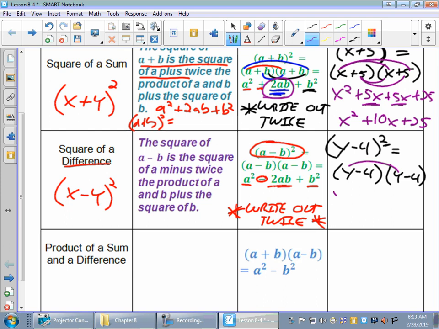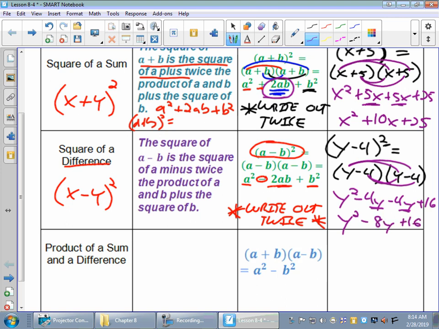So y times y is y squared. And then we've got the outside terms, y times negative 4 is negative 4y. The inside terms, negative 4y. And then the last terms, negative 4 times negative 4, gives us a positive 16. So again, now when we combine these things, we've got a negative 4y and a negative 4y. So it's negative 8y plus 16.